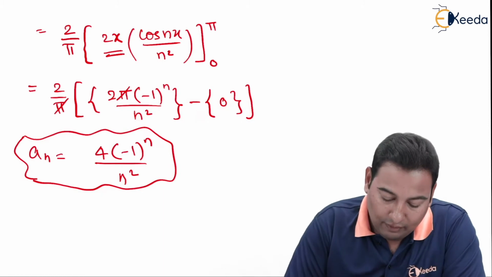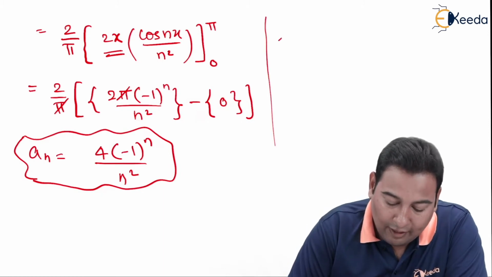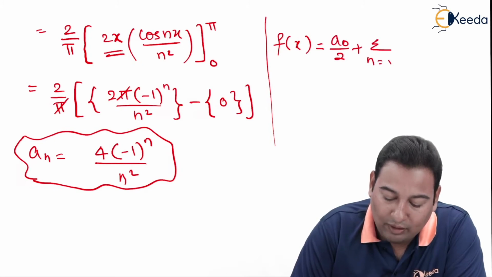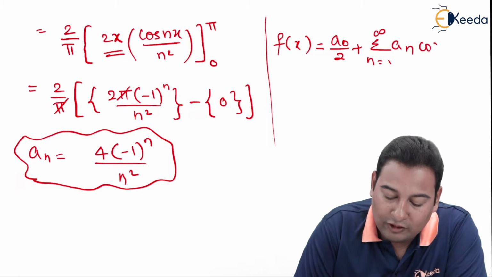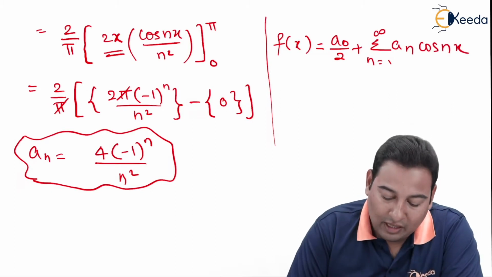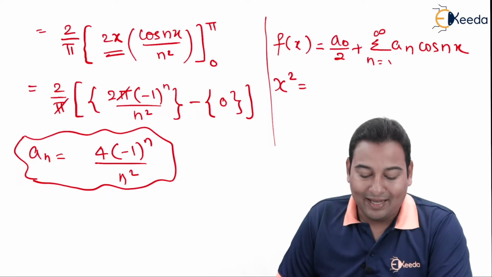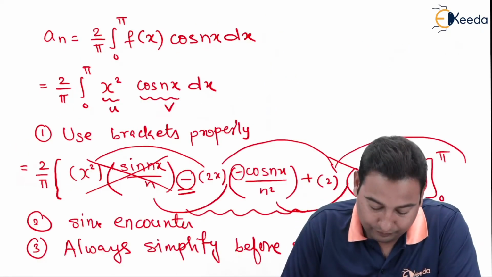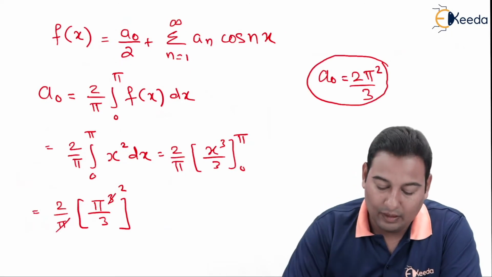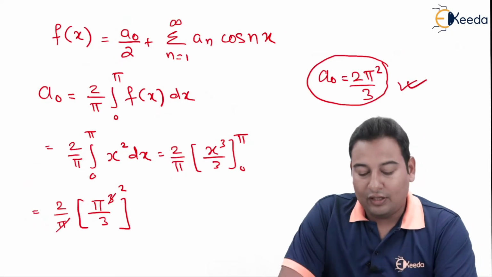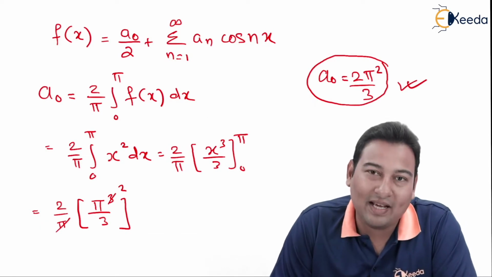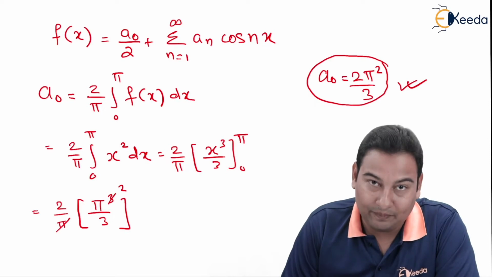Let's write down the final Fourier series expansion, that is f of x is a0 by 2 plus summation of n equal to 1 to infinity an cos nx. Here friends, f of x is x square, a0 by 2. Let's check what a0 we got. a0 is this, that is 2 pi square upon 3. Here it is a0 by 2. 2 will be cancelled, we'll get pi square by 3.